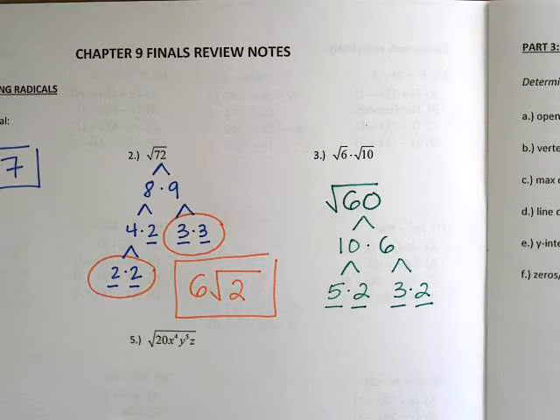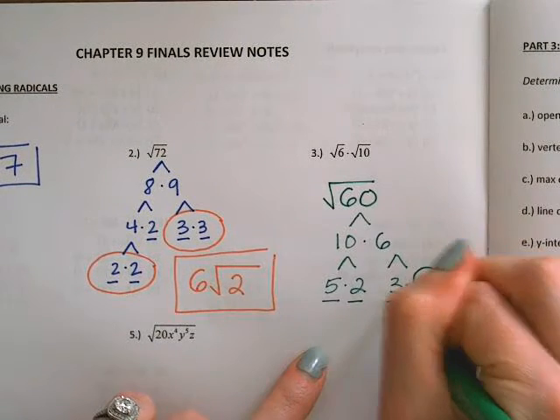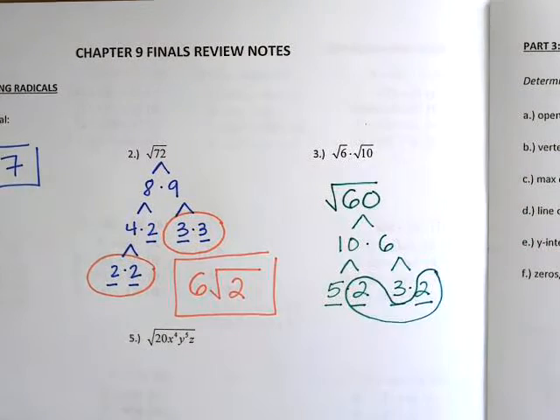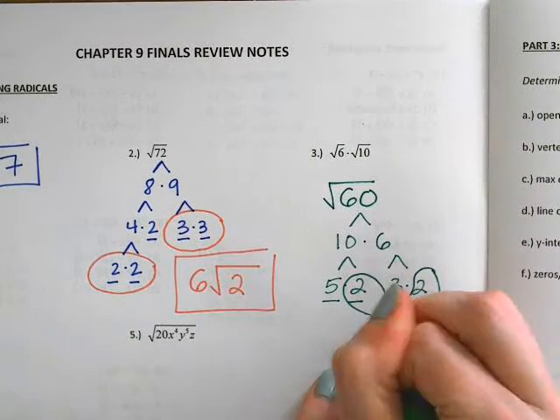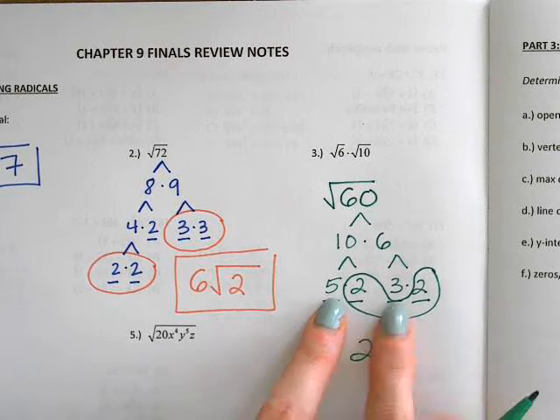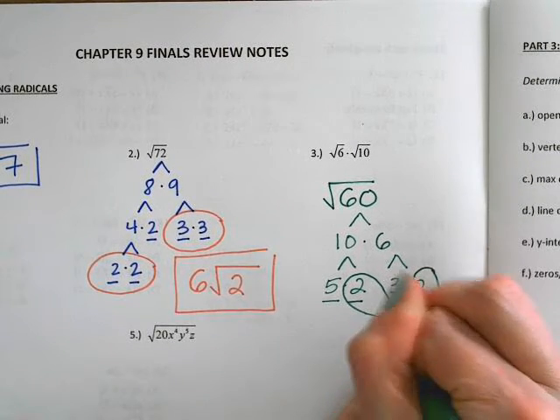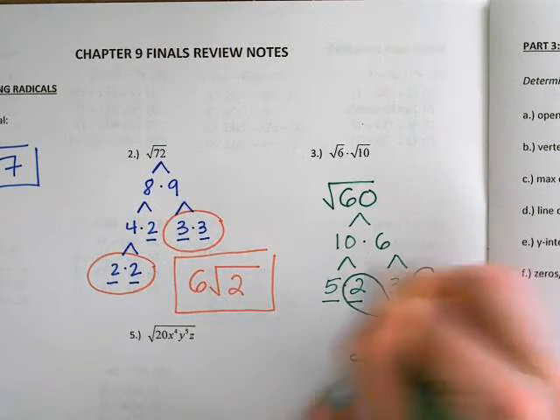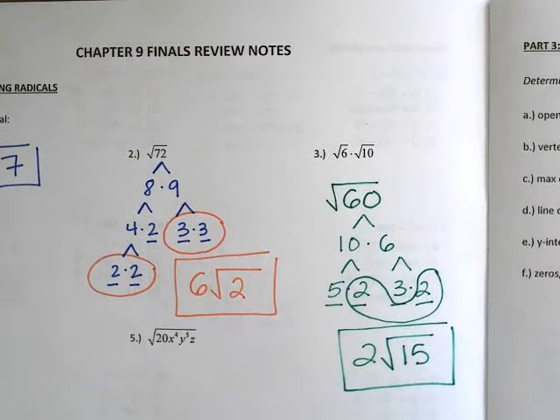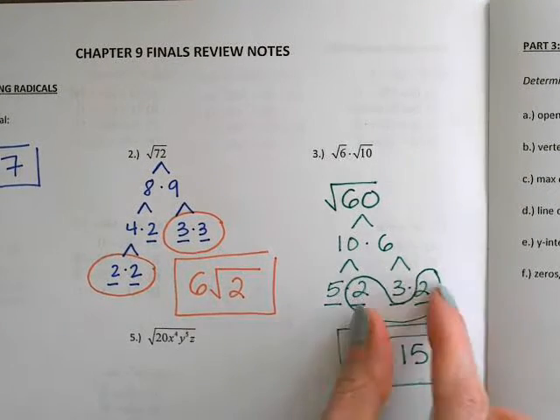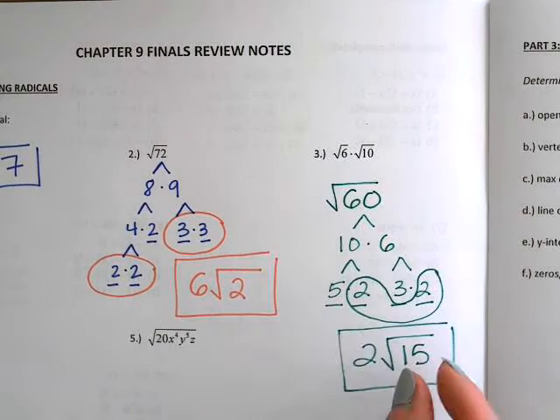All right, do you guys see any doubles? I see a double 2, which means a 2 can come out. And then since these are both single, you multiply them, but they stay inside. So this one is 2 root 15. Okay, so the double comes out once, singles stay in.